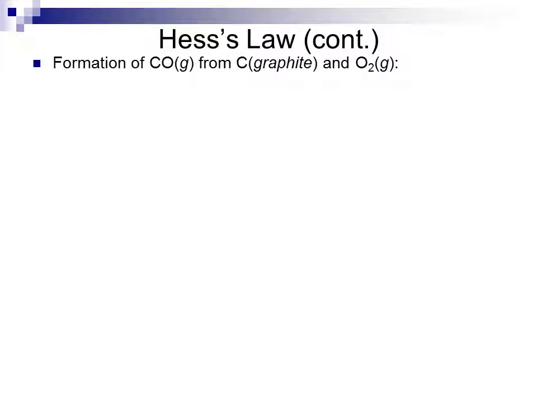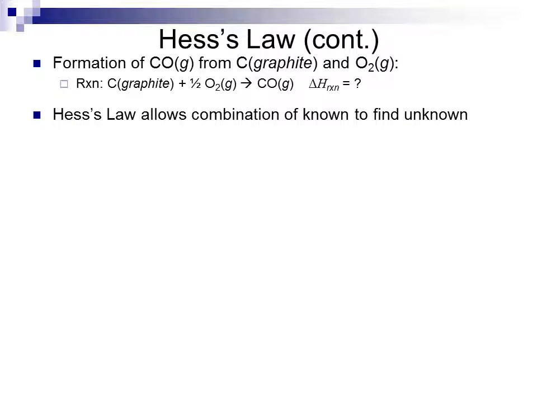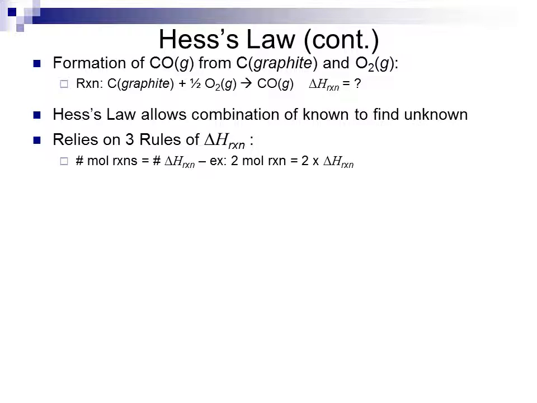The formation of carbon monoxide from graphite and oxygen is an example of this. If the overall reaction takes graphite and combines it with oxygen gas to produce carbon monoxide, what is the overall enthalpy of reaction for this, or heat of reaction? We can use Hess's law to combine known reactions to find an unknown in this case. There are 3 different rules that we need to apply in order to use this kind of process, and they relate to aspects of the enthalpy change.